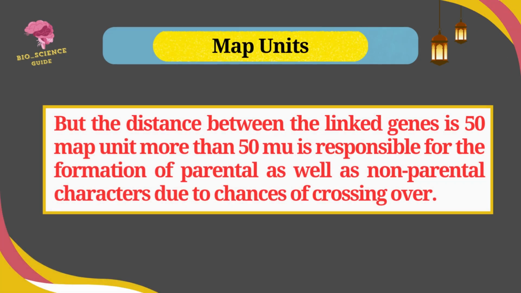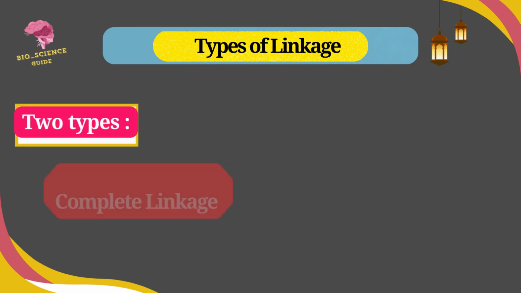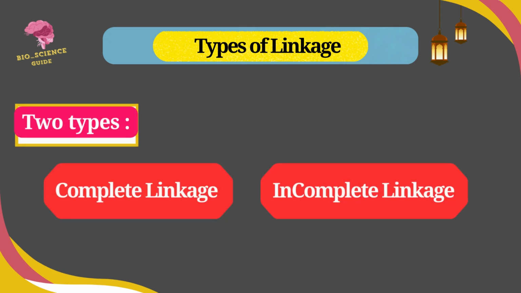But when the distance between the linked genes is 50 map units or more than 50 map units, there are chances of crossing over, which is responsible for the formation of parental as well as non-parental characters. Types of linkage. Linkage is of two types, complete linkage and incomplete linkage.